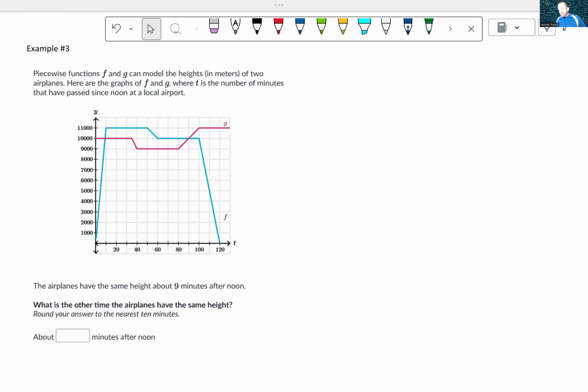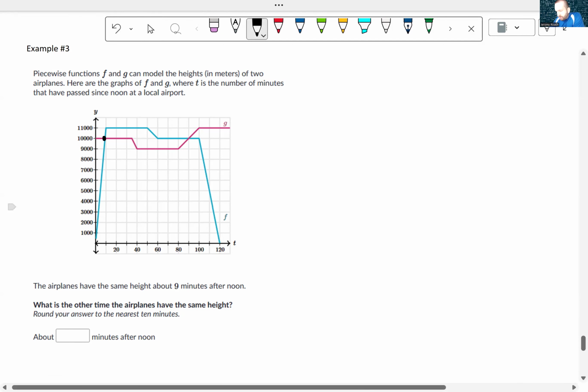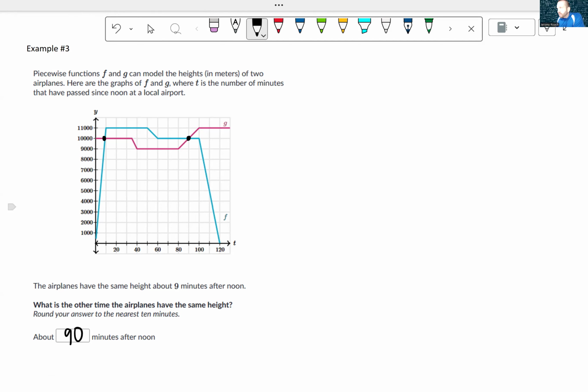So it says the airplanes have the same height about 9 minutes after noon. So t is in minutes. So 9 minutes after noon is right there. It's just before the 10 on our graph there. And it says, what's the other time that the airplanes have the same height? Well, the other time that they have the same height is when the two functions intersect. And that's right there. And we just go down and check to see what that value is. And that's about 90 minutes after noon.